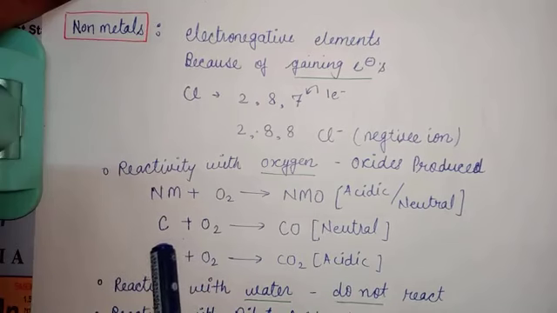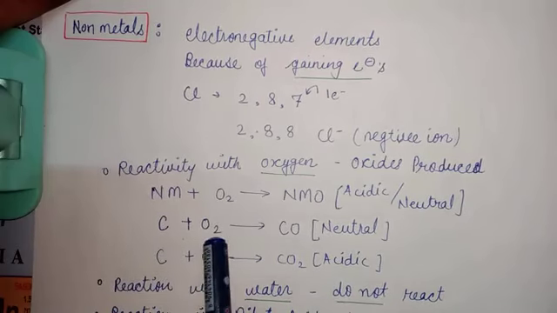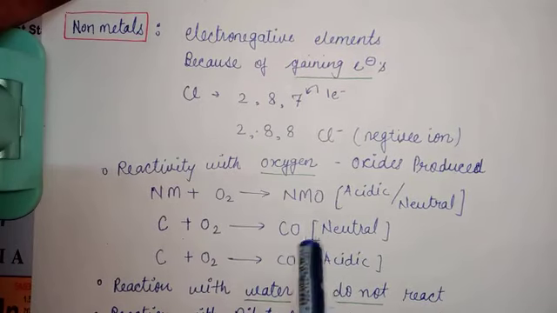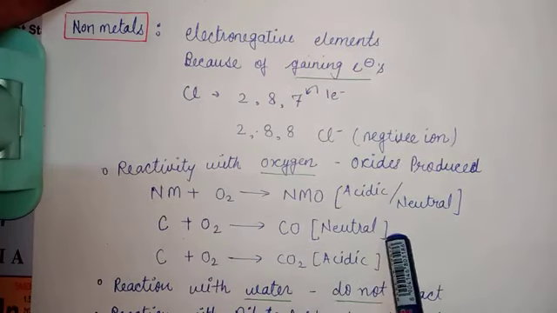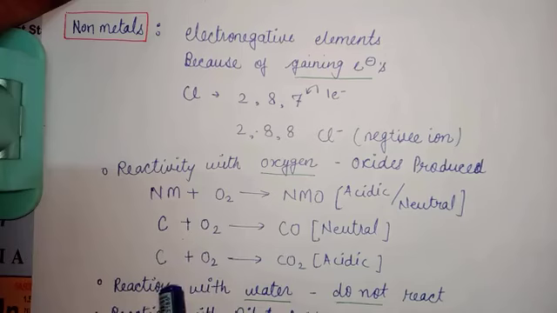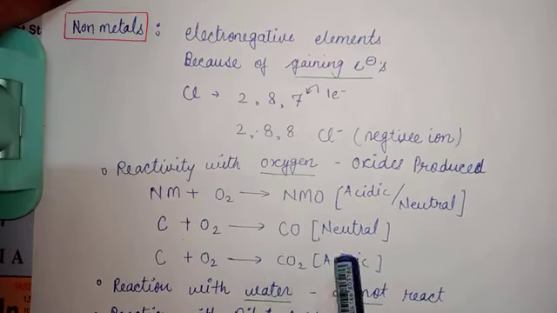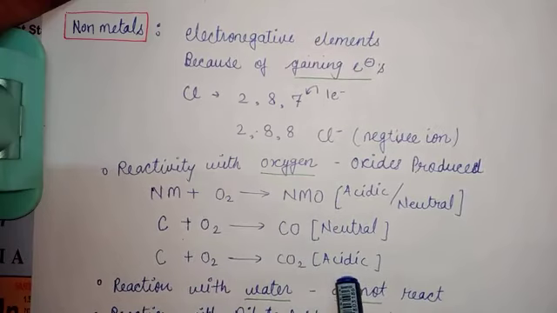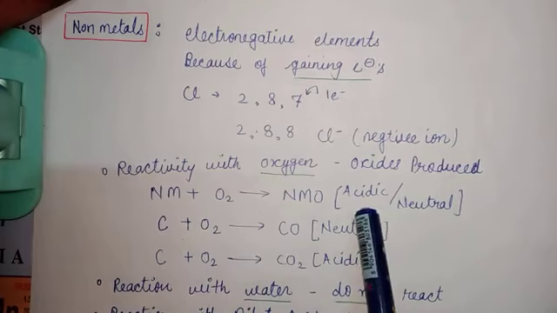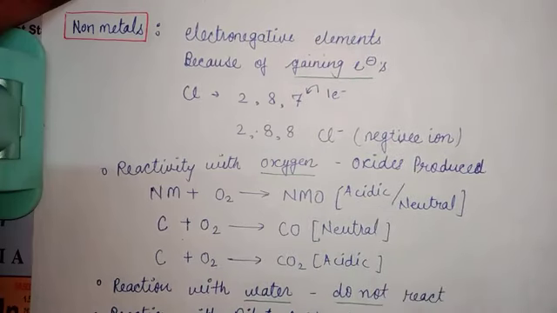Next, carbon combined with oxygen gives carbon monoxide. It is neutral in nature. Likewise, carbon with oxygen as reactants gives carbon dioxide as a product, and it is acidic in nature. So we can say non-metallic oxides are acidic and neutral as well.